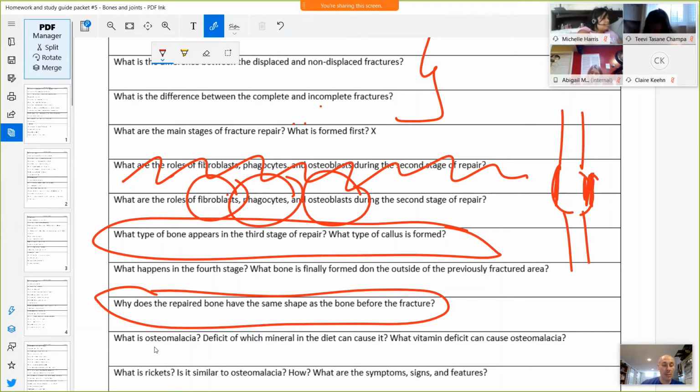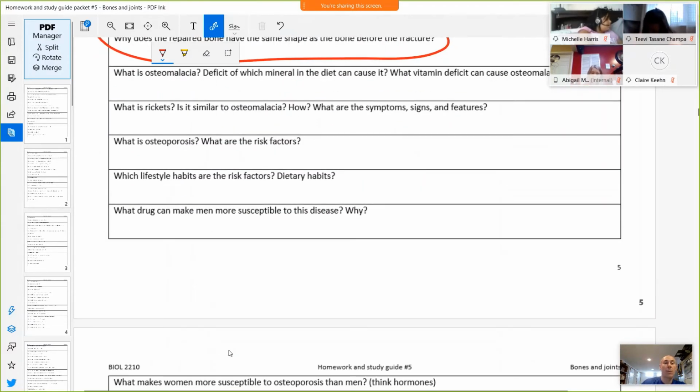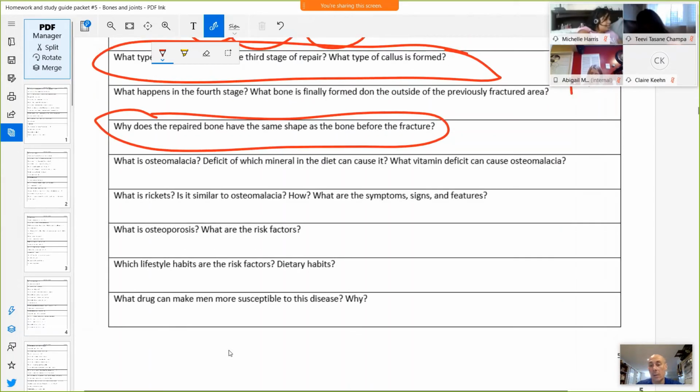Osteomalacia, calcium deficit in the diet of adults, or vitamin D deficit in the diet of children. Rickets, that's the same as osteomalacia, but in kids. Am I clear? Osteomalacia adults, rickets kids. Symptoms: bones are soft, can bend, bone deformities ensue. Now, those are main signs and features.